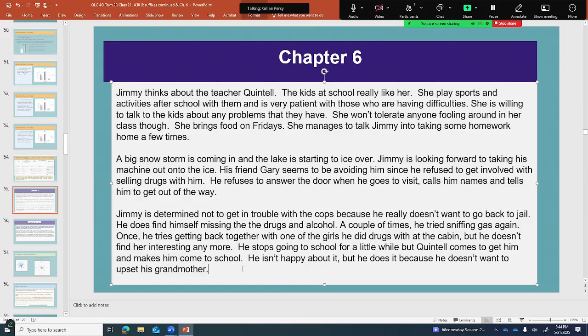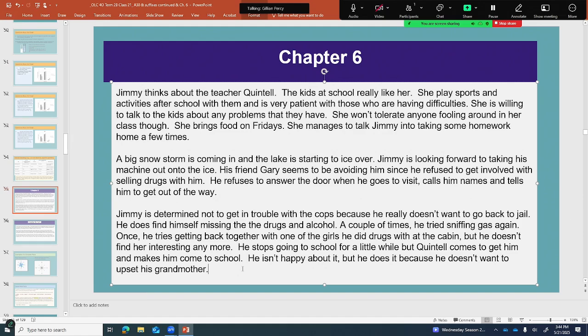He calls him names and he tells him to get out of the way. Jimmy is determined not to get in trouble with the cops because he really doesn't want to go back in jail. He hated it there, okay? He does find himself missing the drugs and the alcohol, though. A couple of times he even tried sniffing gas again, and once he even tries getting back together with one of the girls he did drugs with at the cabin, but he doesn't really find her interesting anymore, and he doesn't really find that he wants to do those things as much anymore.